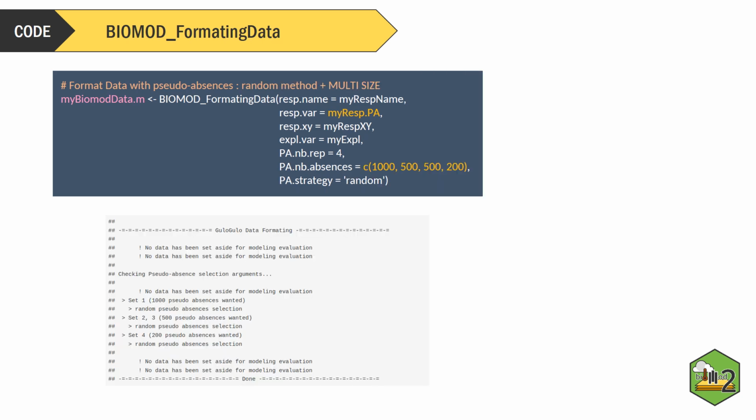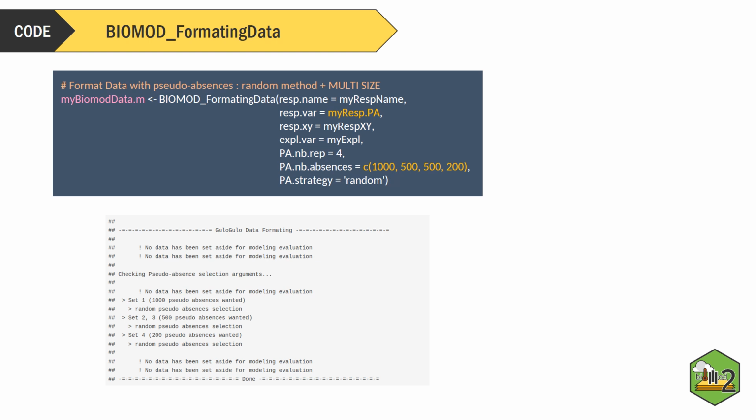I mentioned previously that it was now possible to create multiple pseudo-absence datasets of different sizes. For example, to test the effect of the sampling effort over the performance of one model, or to give different settings to different models. It is quite simple. You just have to specify to the PA number absences parameter, instead of one number, a vector containing as many values as the number of repetitions asked for.